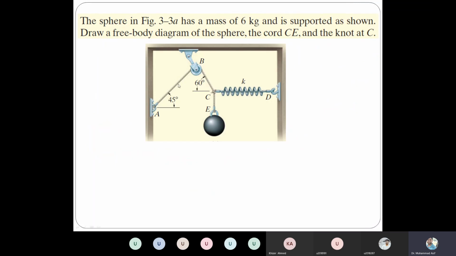Let's say this is an arrangement shown in figure 3.3a, and the sphere has a mass of 6 kg and is supported as shown. So this is the support from A to B and then C, and here is a knot, and then there is a spring, and then the sphere.